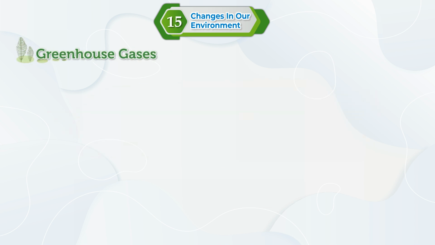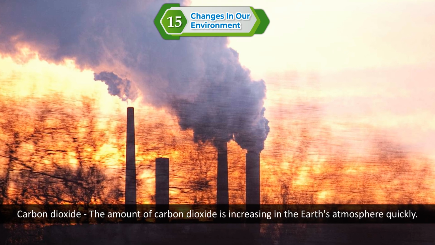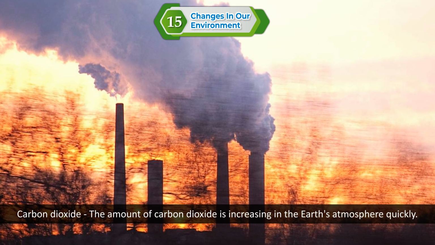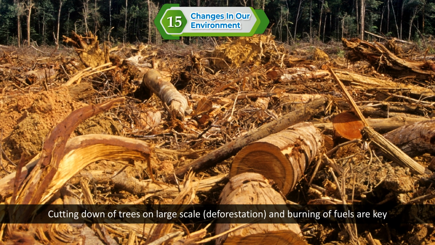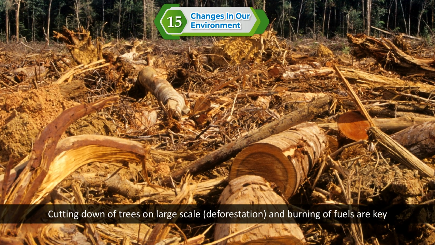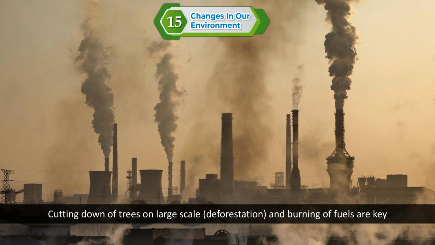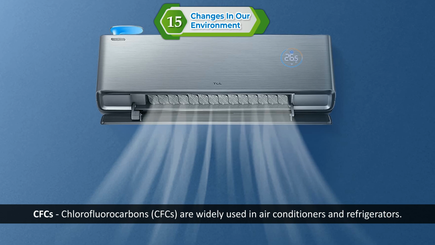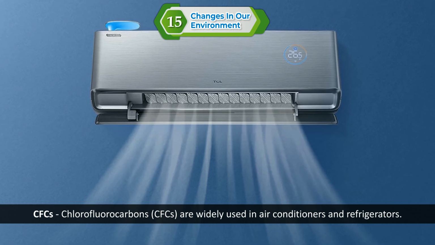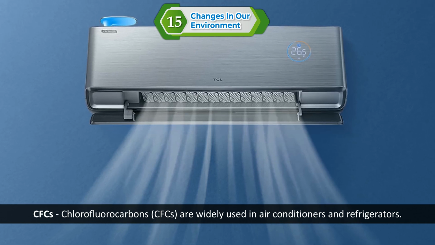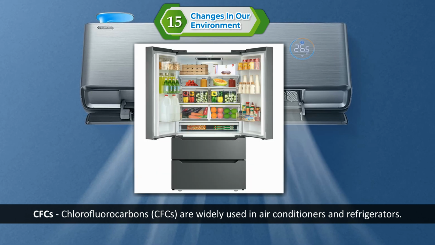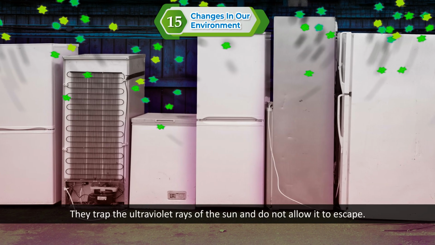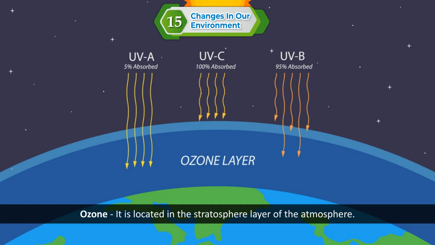Greenhouse gases. Carbon dioxide. The amount of carbon dioxide is increasing in the Earth's atmosphere quickly. Cutting down of trees on a large scale, deforestation and burning of fuels are key factors of carbon dioxide emission. CFCs. Chlorofluorocarbons or CFCs are widely used in air conditioners and refrigerators. They trap the ultraviolet rays of the sun and do not allow them to escape.